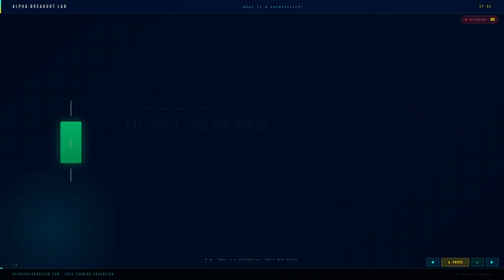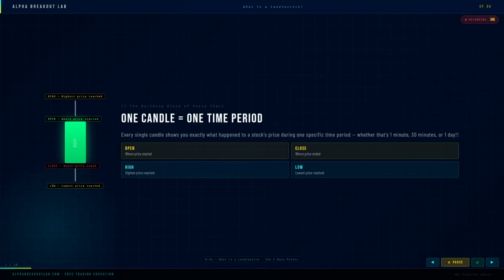A candlestick is a visual representation of price movement over a specific period of time. Every single candle tells you 4 things. The open, where the price started when the period began. The close, where the price ended when the period finished. Where the candle opens and closes is the body, and the size of the body tells you how far price action moved from open to close.